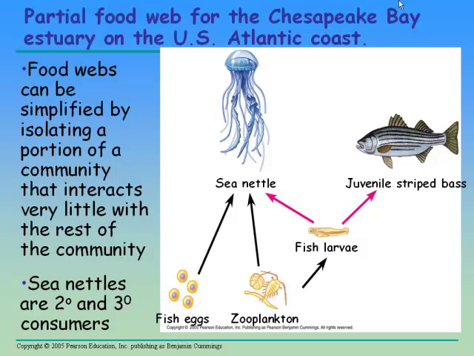Here is a partial food web for the Chesapeake Bay estuary on the United States Atlantic coast. So the sea nettle and juvenile striped bass are the main predators of fish larvae, bay anchovy and several other species. Note that sea nettles are secondary consumers when they eat zooplankton, black arrows, but tertiary consumers, red arrows, when they eat fish larvae, which are themselves secondary consumers of zooplankton. So this is a partial food web. Sea nettles are primary and tertiary consumers.